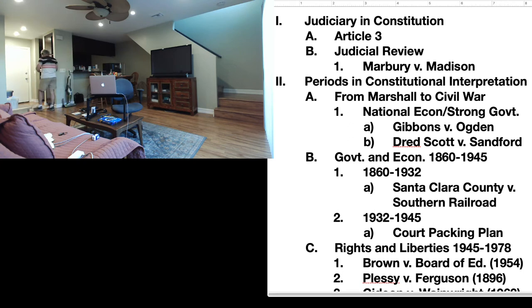So, during this 1860 to 1932 period, the Supreme Court became the principal protector of the large corporation. How? How did it become the principal protector of the large corporation? Heck, corporations are not even mentioned in the Constitution. So how did that come about? The answer is the 14th Amendment.